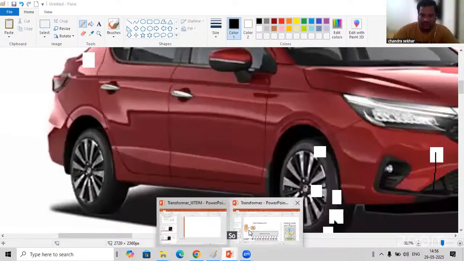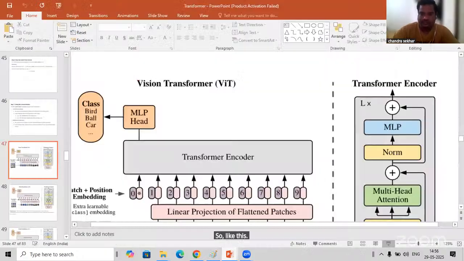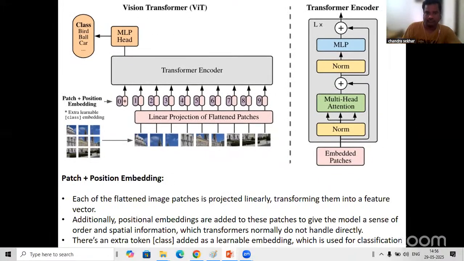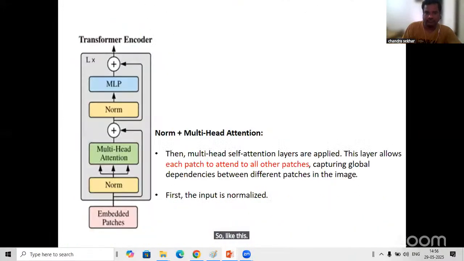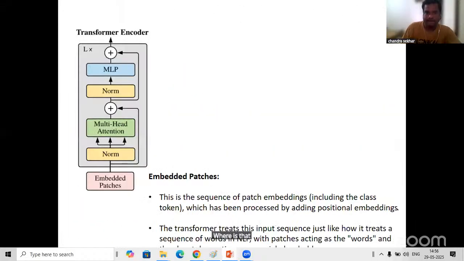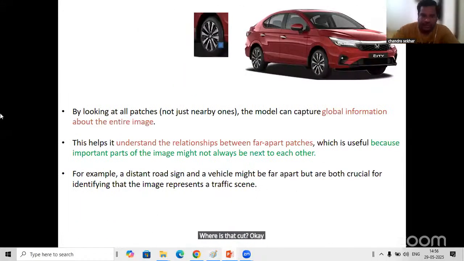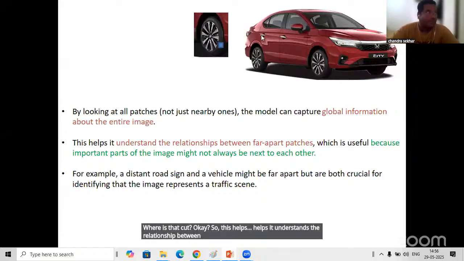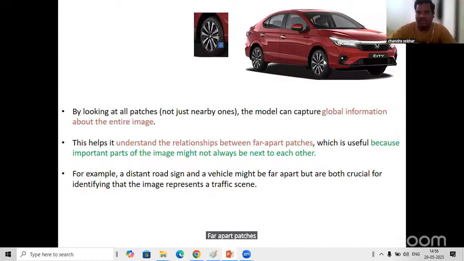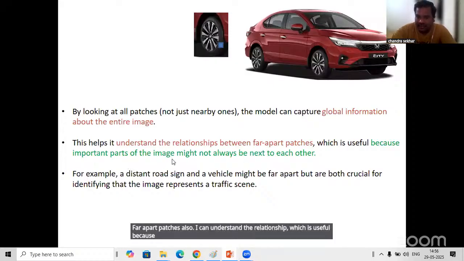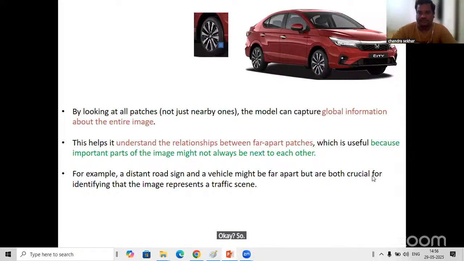So this helps it understand the relationship between far apart patches also, which is useful because important parts of the image might not always be next to each other.